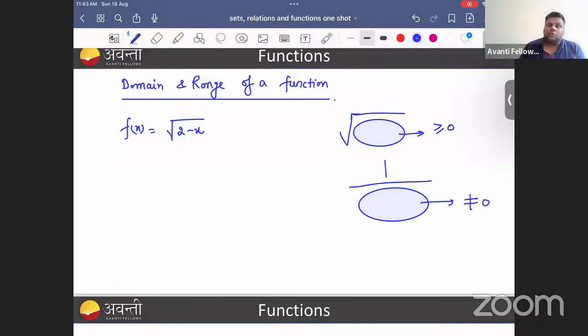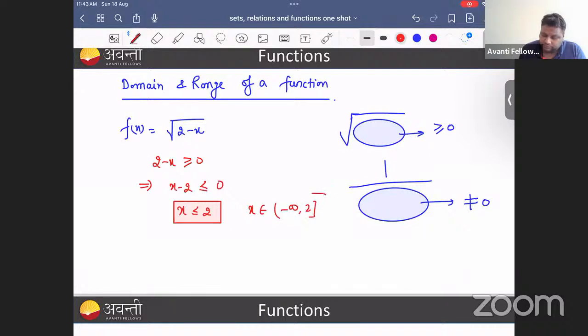Like if I ask you the domain of the function under root of (2 minus x), how to find the domain? That is, 2 minus x should be greater than or equal to 0. Implies x minus 2 should be less than or equal to 0. So x should be less than or equal to 2. So domain is what? x belongs to (minus infinity, 2]. This is the domain of the function. Got it?